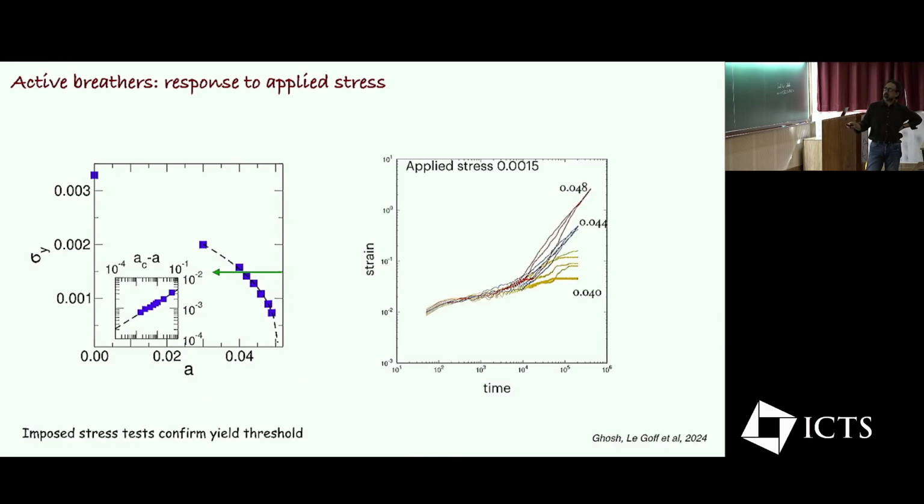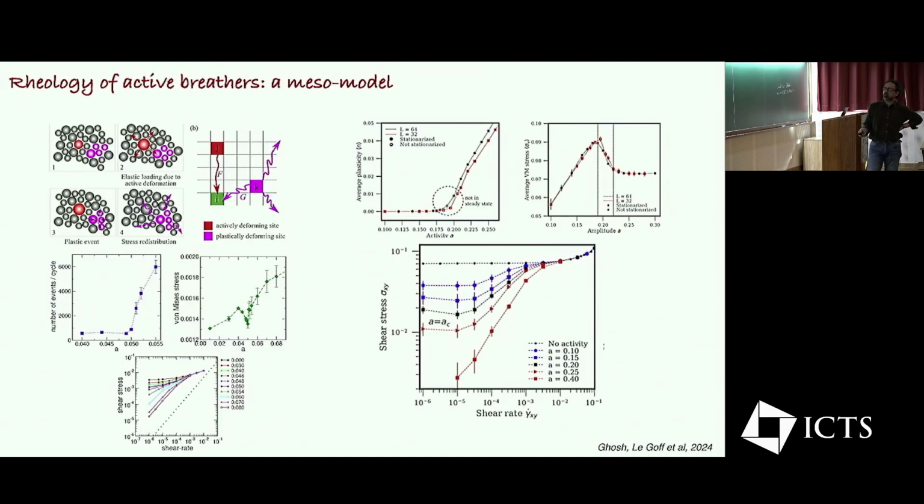So for example, for this applied stress of 0.0015, and for breathing amplitude 0.04, the yield stress is larger, so the system does not flow. On the contrary, for other systems which have a yield stress below this imposed stress, the system goes into flow. Or in other words, the imposed stress tests confirm the yield threshold.